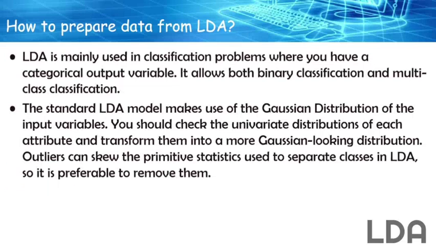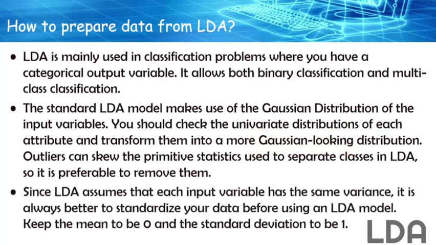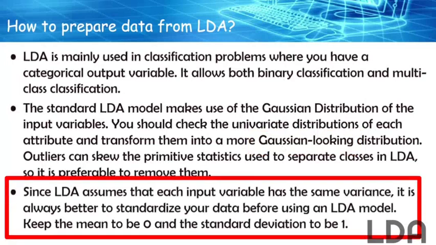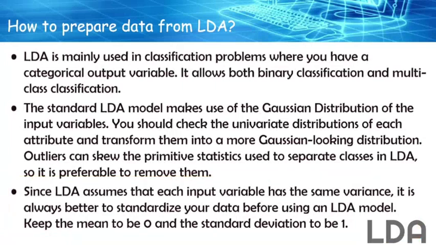So we'll be just ignoring them. Once all the outliers are eliminated, obviously it will look more Gaussian, and the standard deviation will also be very small. Since LDA assumes that each input variable has the same variance, it is always better to standardize your data before using LDA. So the standardization step is also involved over here.